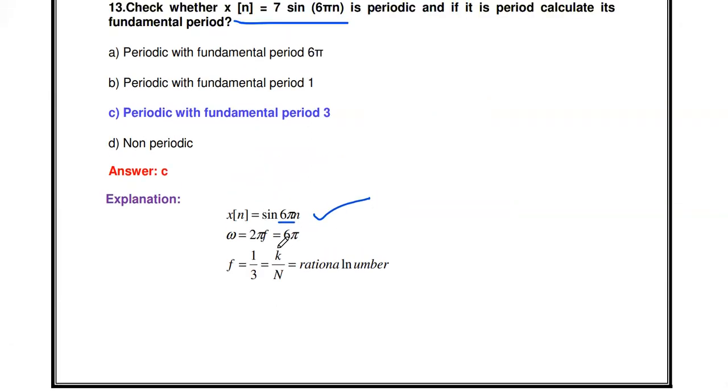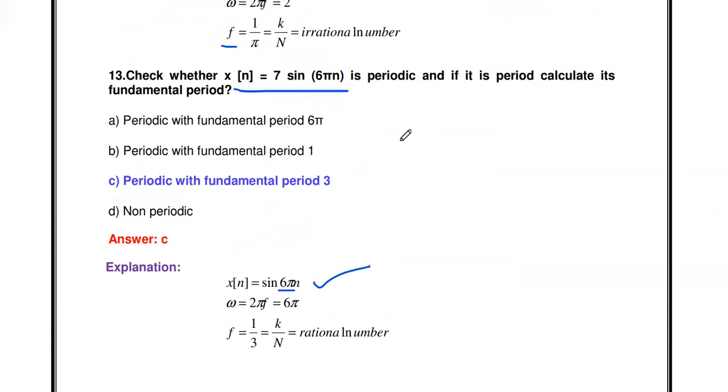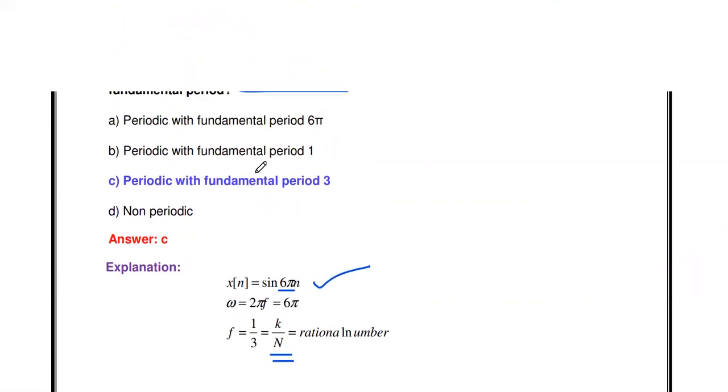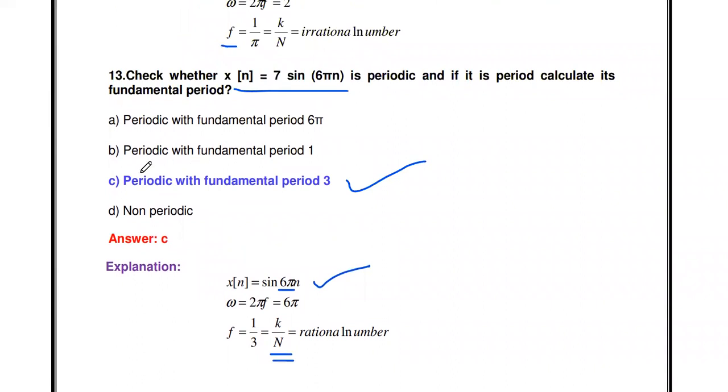If f naught can be represented as a ratio of two integers, we can say that the given signal is periodic. Here in the first three choices, periodic is given but with different fundamental periods. So we have to find out which one is correct. The fundamental period is nothing but this capital N value. What is the value of capital N? 3. So the answer is that the given signal is periodic with the fundamental period 3.